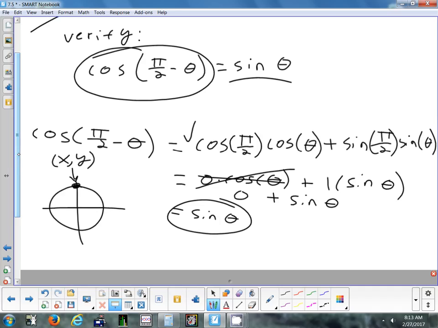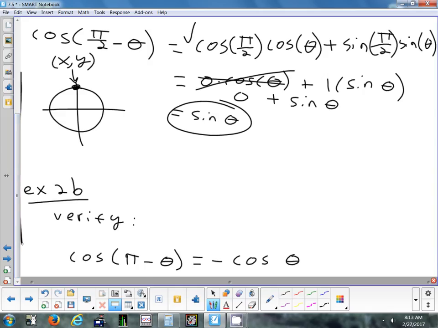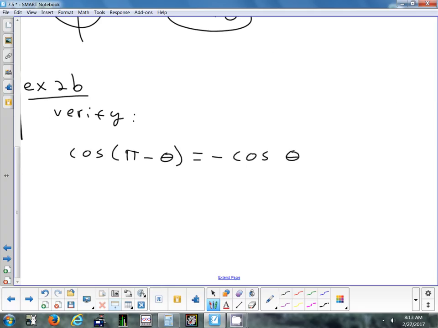Okay, any questions on that? All right, let's try one more similar to that. So this one says the cosine of pi minus theta equals negative cosine theta.